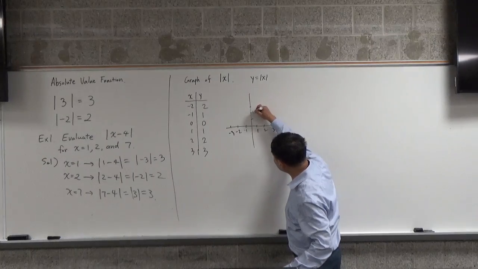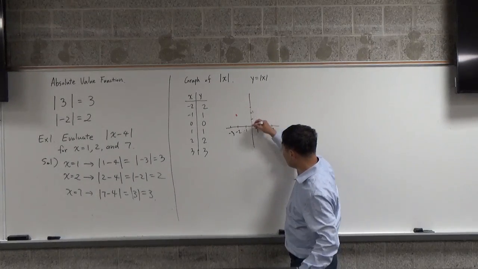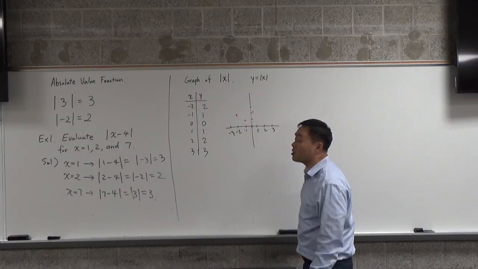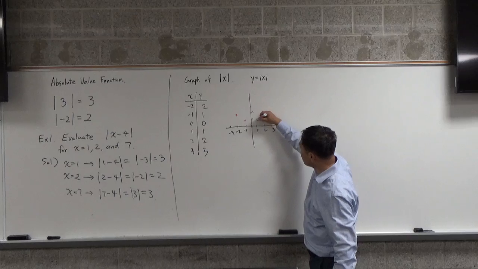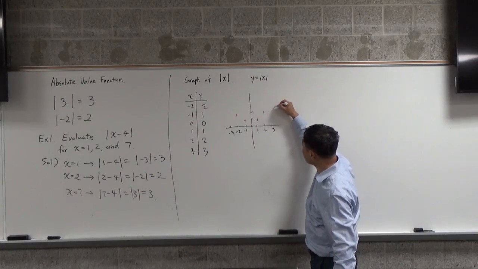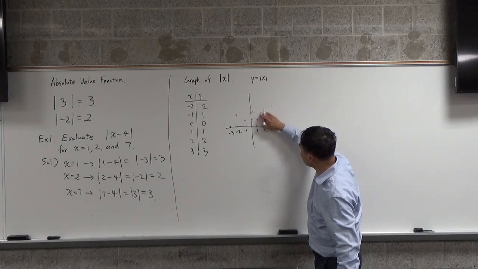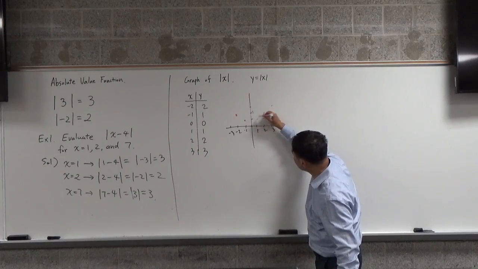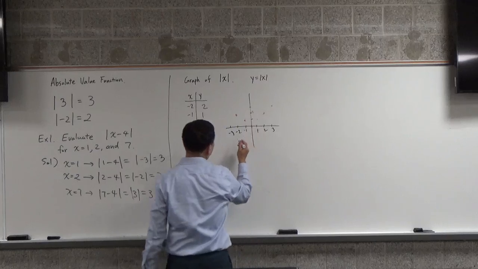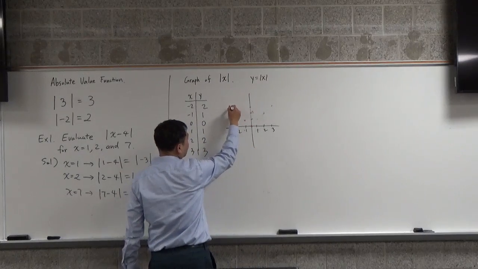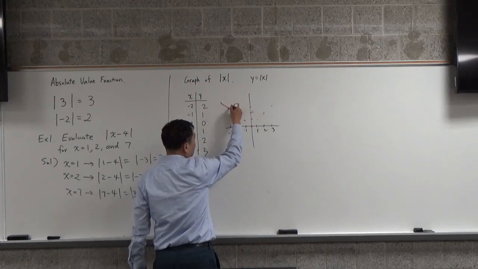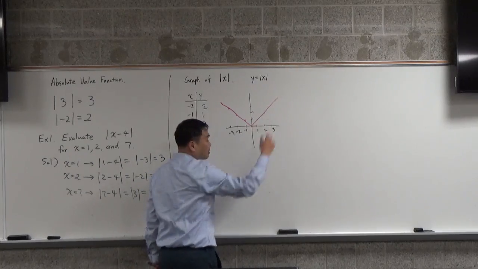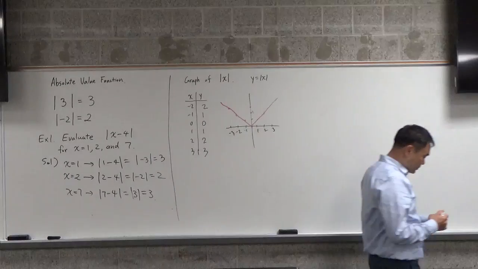Negative 2, comma, positive 2, so it's this point. Negative 1, comma, positive 1. 0, comma, 0. 1, comma, 1. 2, comma, 2, and then 3, comma, 3 here. And then if you did negative 3, it will also be positive 3, so this will be the graph. So it has this V-shaped graph.